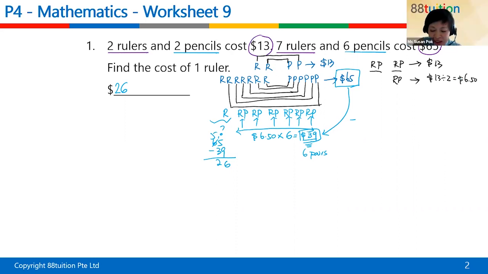Very good. I have 39, right? I think the 7 rulers and 6 pencils was wrong, or the 2 rulers and 2 pencils cost could be wrong. Yes, very good. You detected that very fast. Good job. How young are you? Oh, suddenly you talk, then suddenly disappear. Okay, so I leave this first, shall I? Yes. Very observant. There's no red or pink left when you minus it.